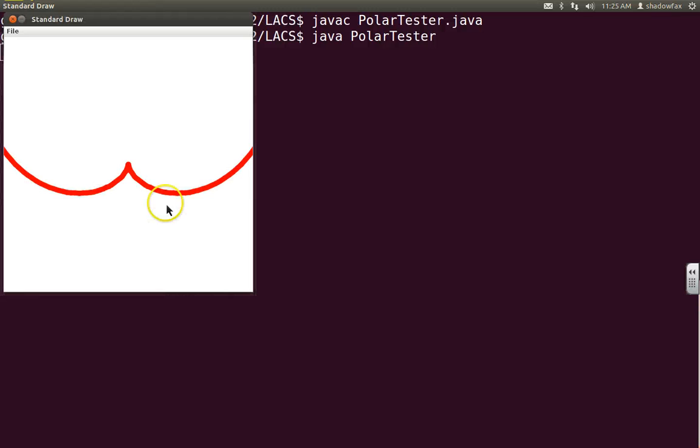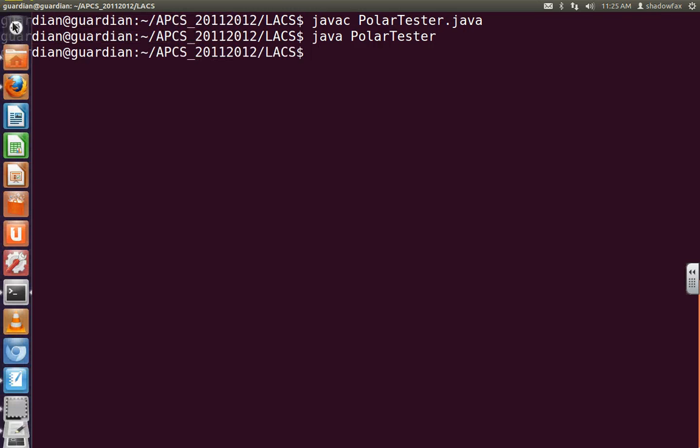Yeah, my window isn't big enough. Remember, my window is going from -1 to 1 for x, and -1 to 1 for y. The initial position was 0, 1, so I guess it's out here somewhere. So, yeah, I got to make my window bigger. All right, let's go do that.